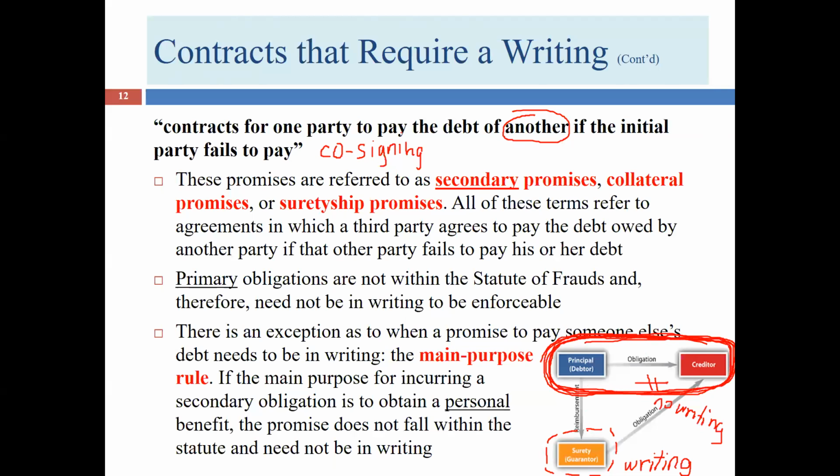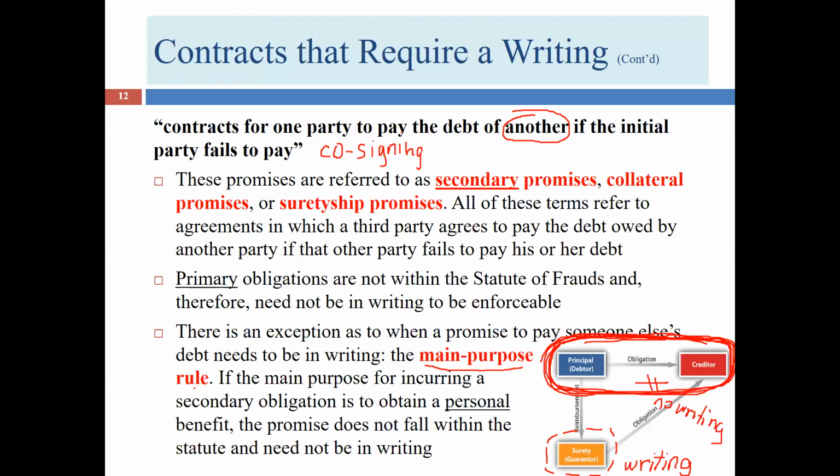So this contract doesn't have to be in writing because everybody knows what the parties are entering into. This one has to be in writing. But there's an exception to even this requirement. These contracts with the surety don't have to be in writing if the main purpose, under the main purpose rule, also called the leading object rule, but we'll call it the main purpose rule for this class.